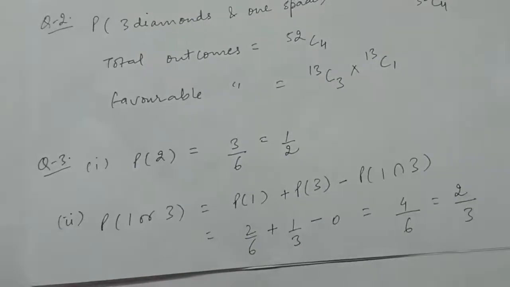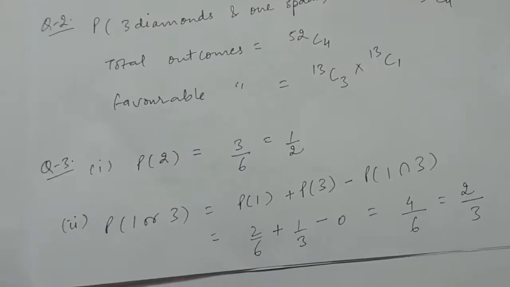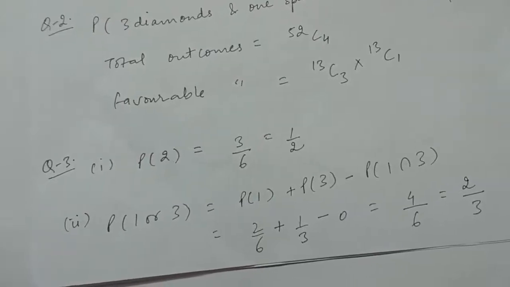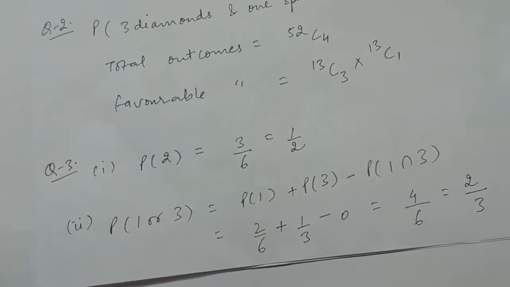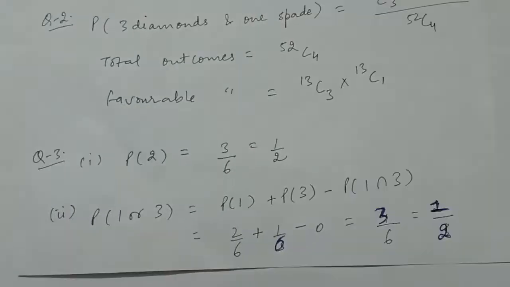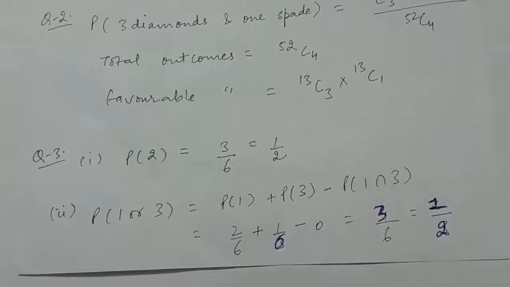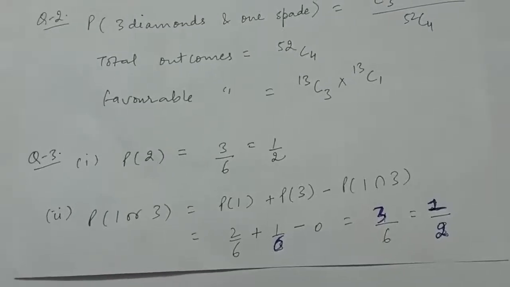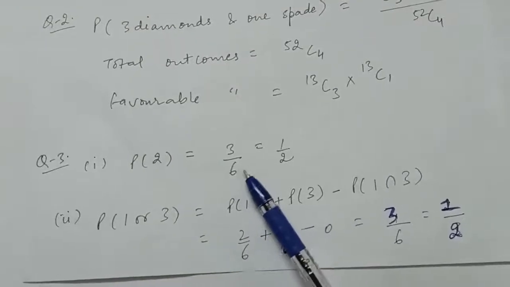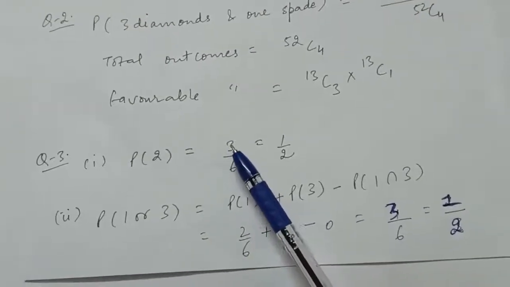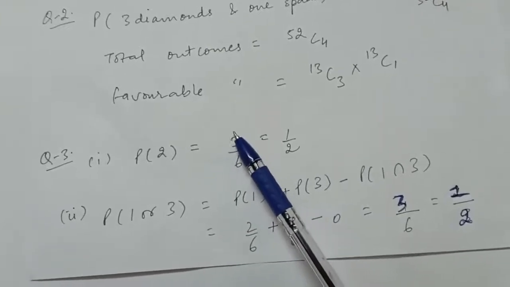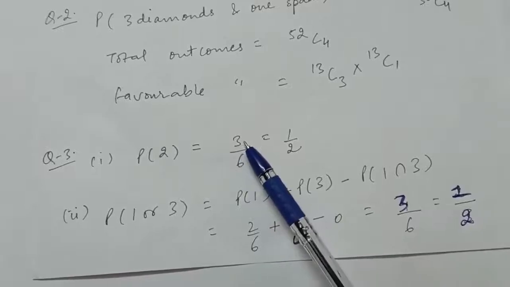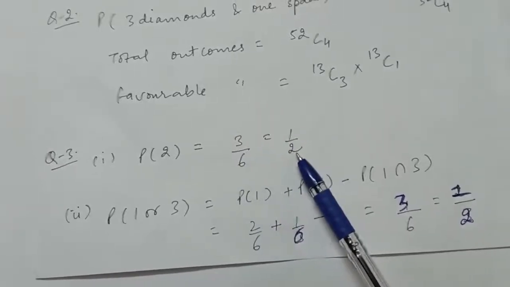Now question number 3 is, a die has 2 faces with number 1, 3 faces each with number 2 and 1 face with the number 3. Now they are asking, if the die is rolled once, determine the probability of 2. Now see, the total outcomes will be 6, because a die has 6 faces, and favorable will be 3, because 3 faces have number 2 on them, right? So the answer will be 1 by 2, right?